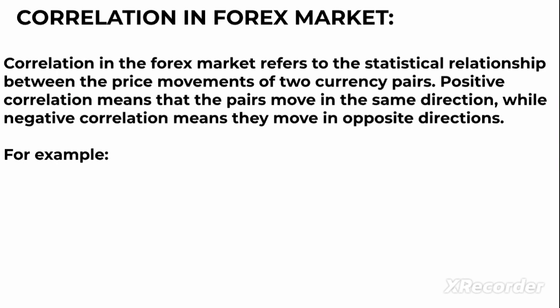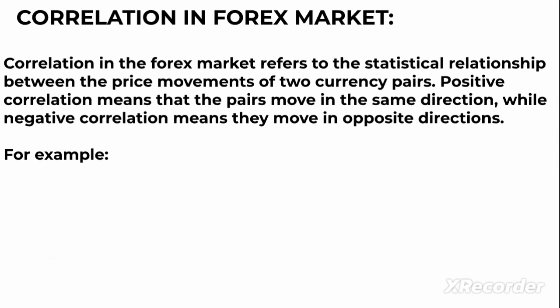In positive correlation, a particular pair is moving in a particular direction. So if A is correlating positively with B, that means if currency A is rising, currency B is also rising. If currency A is falling, currency B is also falling, because they correlate positively together. I'm going to be giving a few examples of currency pairs that correlate.